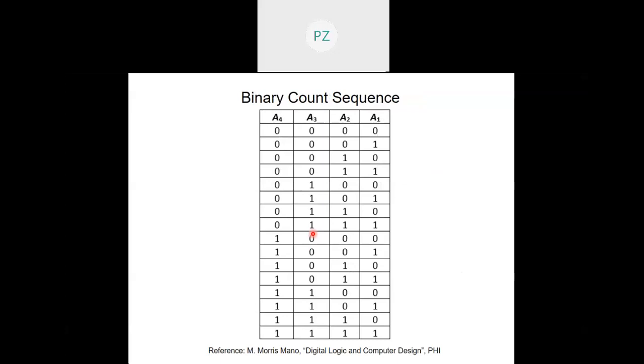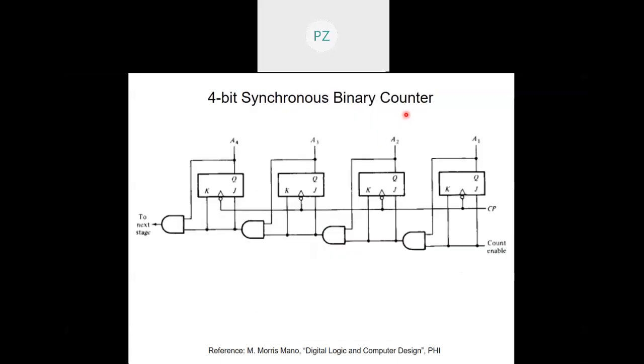Likewise, for the 4-bit synchronous binary counter that we had seen earlier, even if you have anything arbitrarily loaded into these flip-flops, it will function as a counter, right?